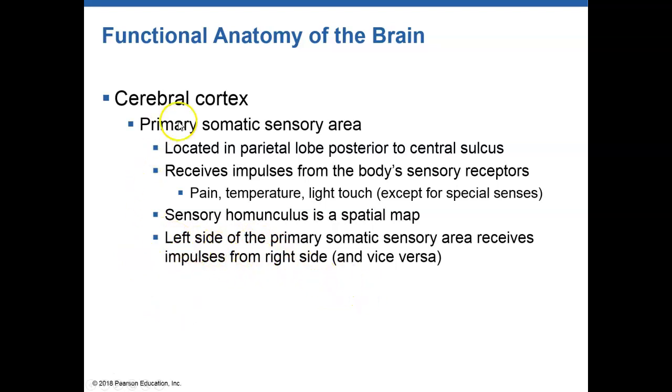And so whatever occurs on the left side of the brain is actually processed on the right side. Or I should say, whatever is sent in from the left side of the body is processed on the right side of the brain and vice versa. So the right side of our brain controls the left side of our body. The left side of our brain controls the right side of our body.